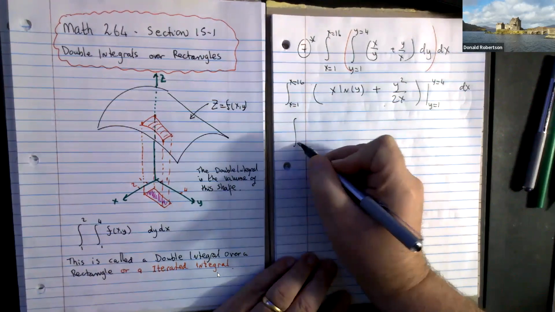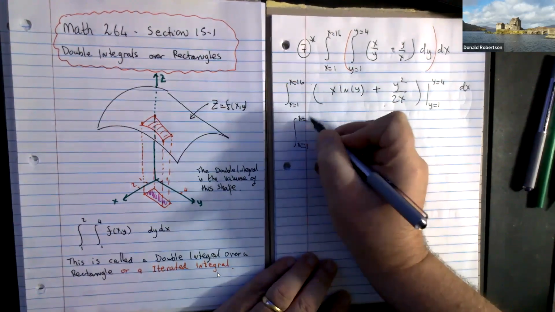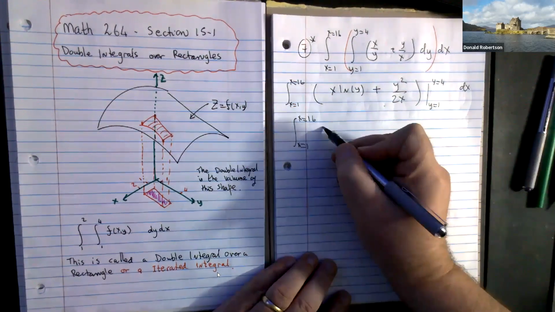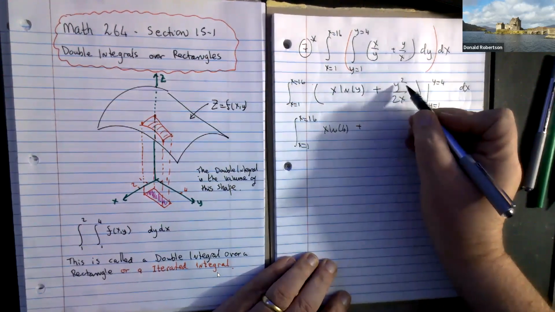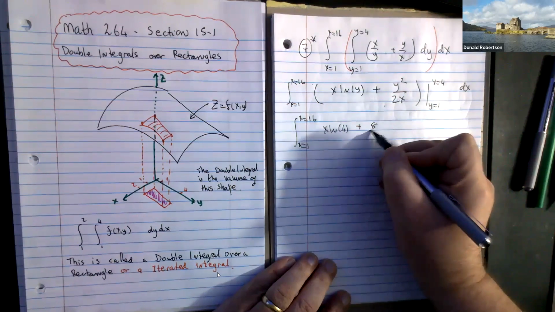So it's now going to be the integral from x equals 1 to x equals 16. So it's going to be x times the log of 4 plus what, 16 over 2, so that's basically 8 over x.